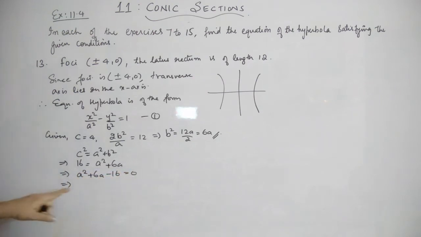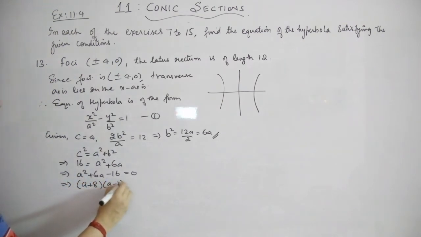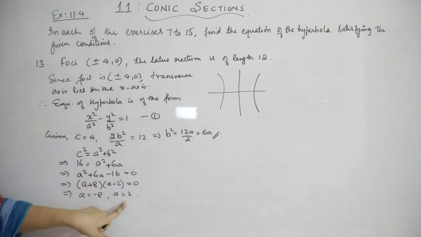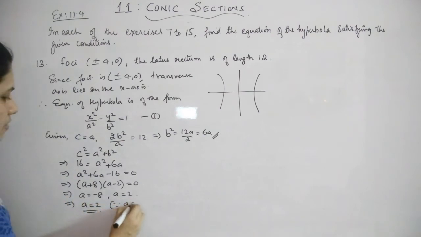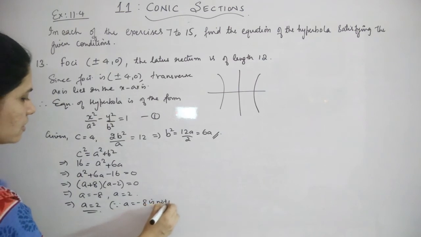Now you can split the middle term and write it as a product of 2, which is 8 and 2, or you can say A plus 8 and A minus 2, right? So you are getting the values as A equal to minus 8 or A is equal to 2. Now which one will you choose? The positive one, because A cannot have a negative number. This implies that A equal to 2 should be taken, since A equal to minus 8 is not possible.